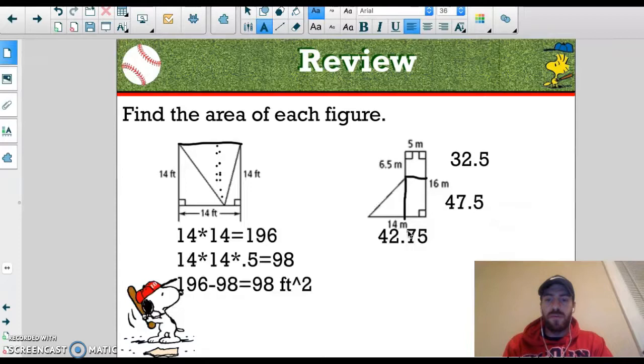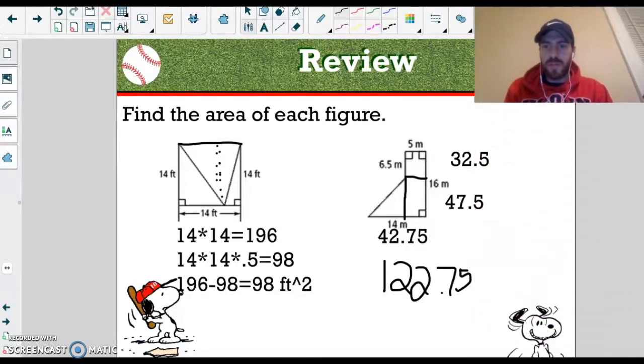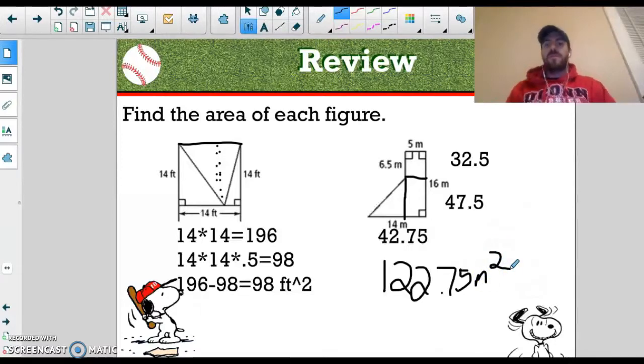Now once you've got all these, you take out your calculator or your phone, like I'm going to do. I'm going to add them all up. 42.75 plus 32.5 plus 47.5 gives you 122.75. And don't forget your units. It's meters. Get me out of the way. Ooh, I'm flying up there. Meters squared. Not too bad, not too bad.